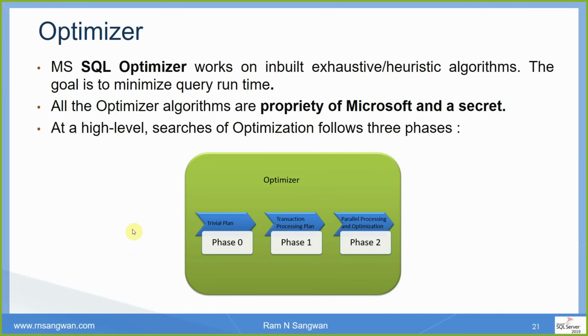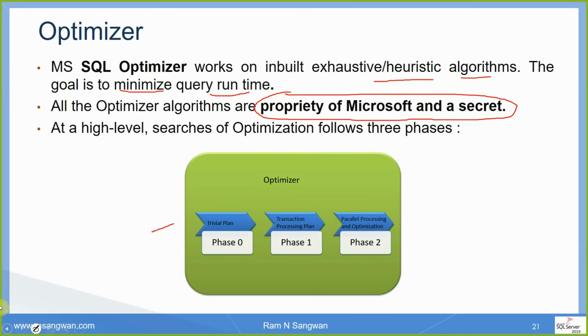Microsoft SQL Server Optimizer works on inbuilt, exhaustive, heuristic algorithms. The goal is to minimize the query runtime. Remember, this algorithm is proprietary to Microsoft and it is a secret. It is not disclosed. You cannot understand how it is working. It is working. You just have to agree, yes, it is working. What is the secret behind it? It will not be disclosed. At a high level, searches for the optimizer follow these three phases.